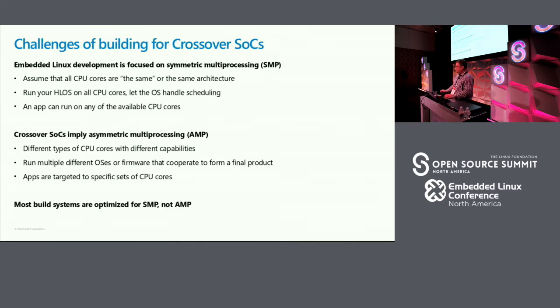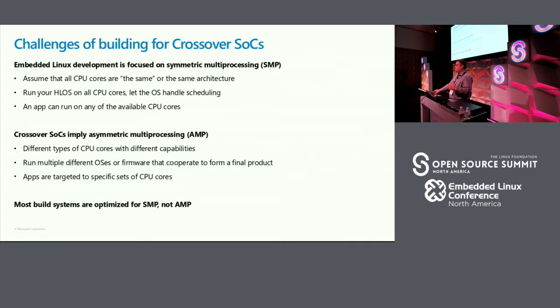So, challenges here. The major one is SMP. Linux development is focused on SMP. When you target a multi-core CPU, it's kind of assuming that all the cores are the same. I mean, that's not strictly true. There have been phones that have shipped, for example, that have some cores that are clocked higher than others, but they're very close in capability.